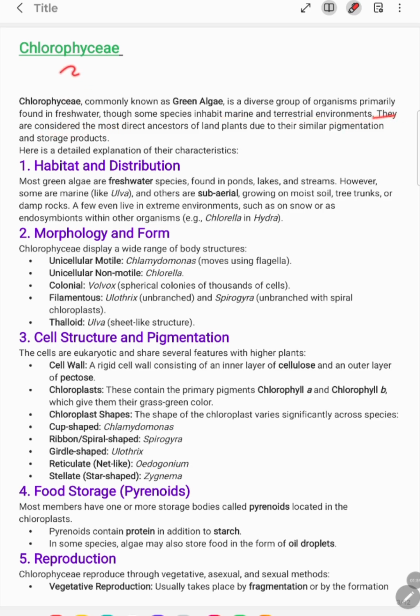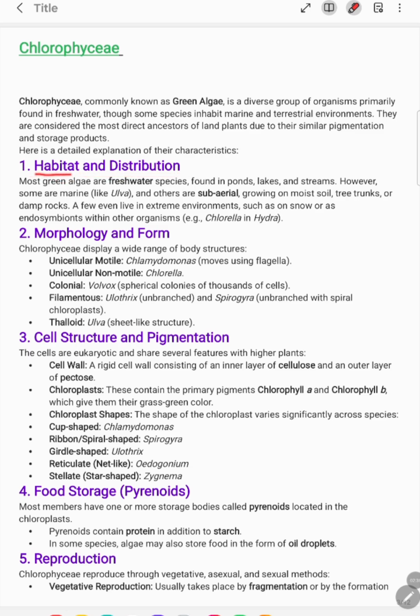Okay, the Chlorophyceae are considered the most direct ancestor of the land plants. It has been thought that the land plants have evolved from the Chlorophyceae. Why? Due to their similar pigmentation and storage product. As they have the similar pigment and storage product, that's why it is thought that plants have evolved from the Chlorophyceae. Now, one by one, we are going to understand every point related to the Chlorophyceae.